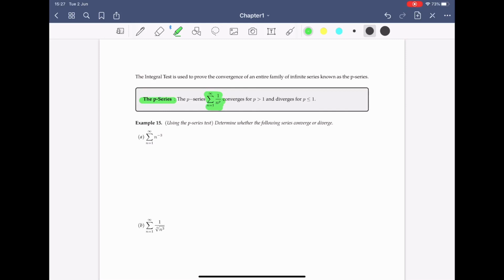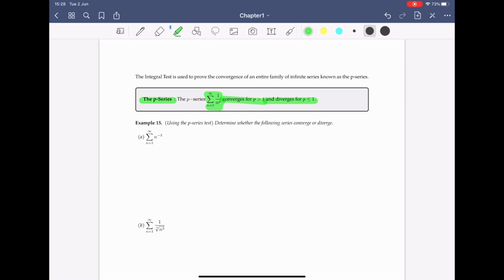If you see a form like this, for sure you can conclude the convergent and divergent pattern by just using this theorem. For the p-series, summation of 1 over n to the p, it is convergent if p is bigger than 1, and it is divergent if p is less than or equal to 1. When you do the problems, you just need to simplify until you hit the form 1 over n to the p, and then after that you can conclude by using the p-series.